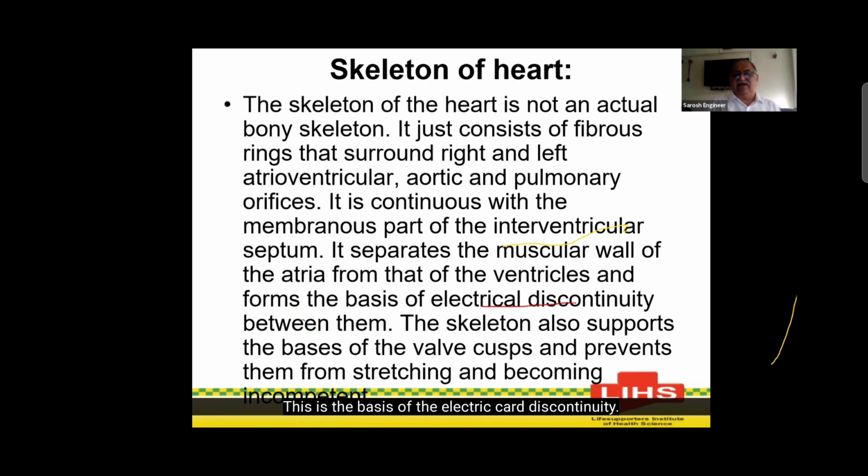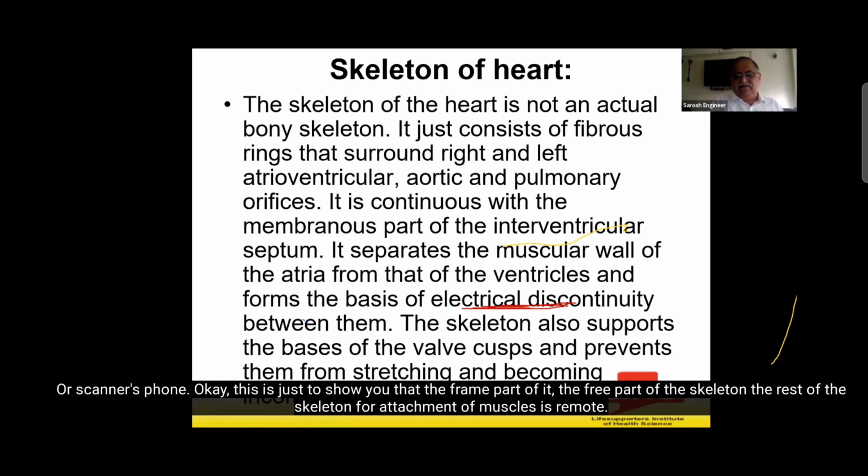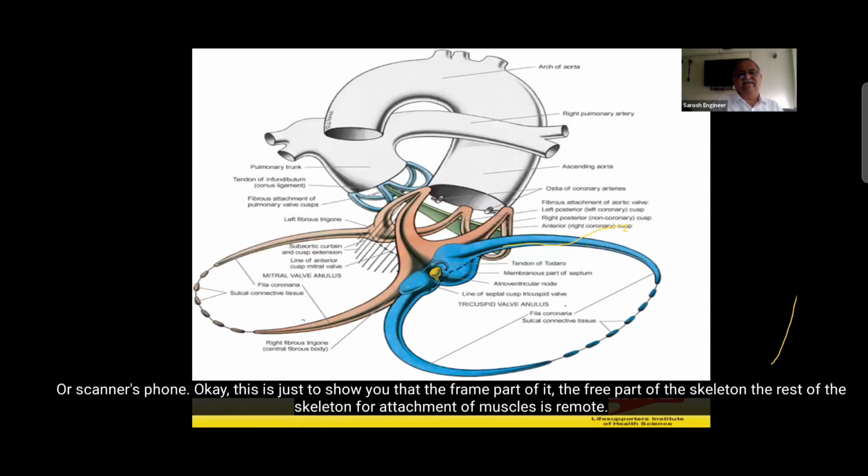This is the basis of the electrical discontinuity. That's why the atrium and the ventricles will not contract at the same time. Of course, the last line is that in normal people, sometimes the valves become incompetent or stenosed also.